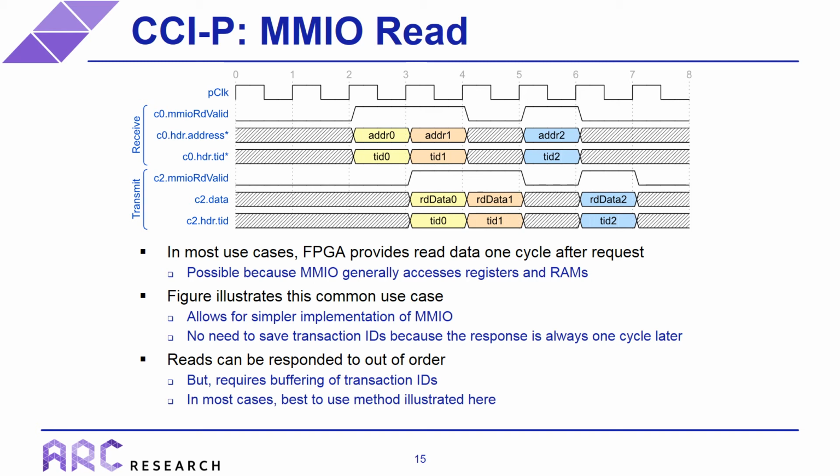My suggestion would be, if you can make your AFU implement this type of read response, it will make the RTL code a little bit simpler. If you need to, you can take multiple cycles, and in fact, you can respond to read requests out of order by providing the corresponding transaction ID whenever that data is available. But it is definitely easiest to use the method shown on this slide, because you don't have to save the transaction ID. It's always going to be the transaction ID from the previous cycle when you respond.